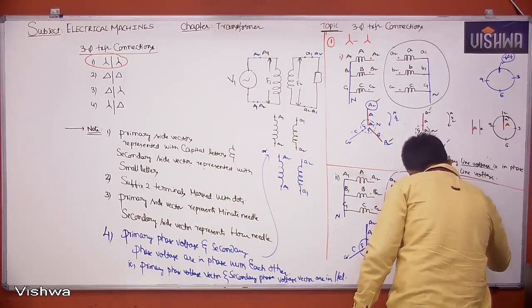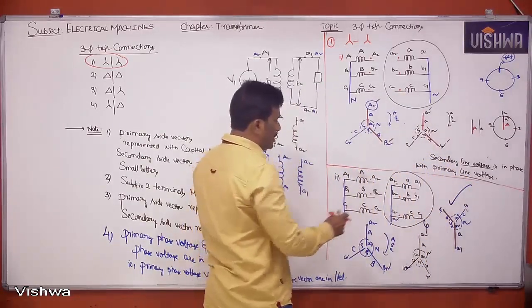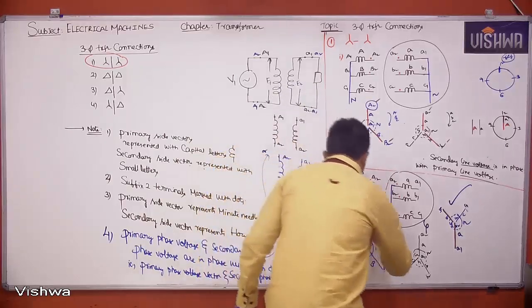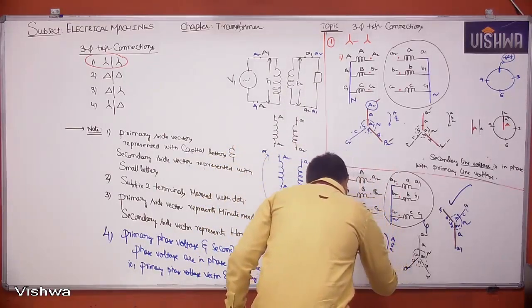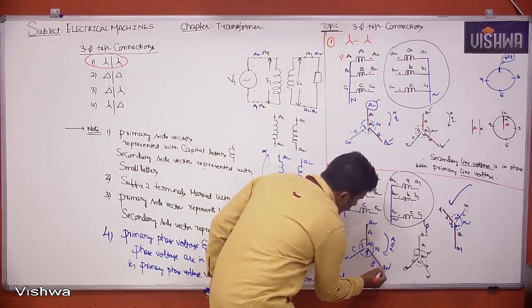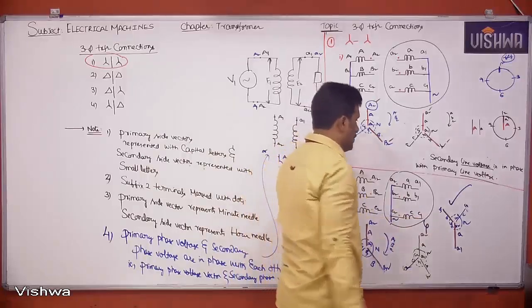B1 is here. And primary line voltage. You have taken A1, B1. So you should take here also A2, B2. A2 is here. A2 is this one, and B2 is this one. Just compare these two colors, so we'll be having some clarity.